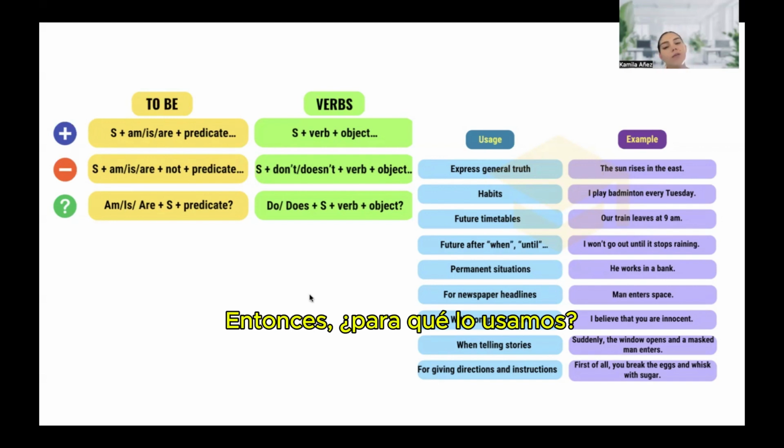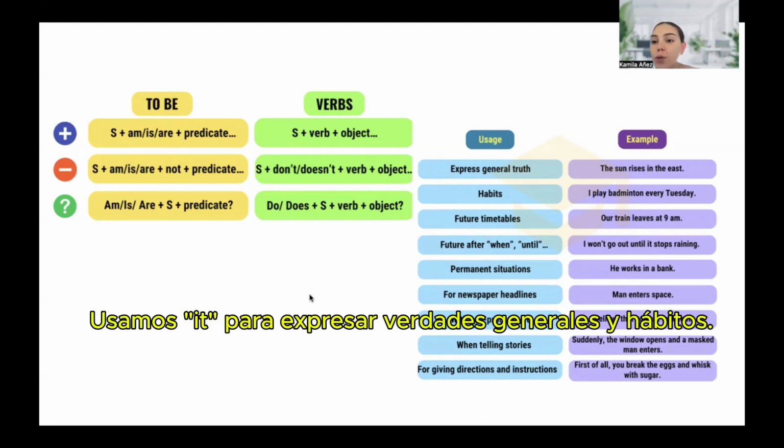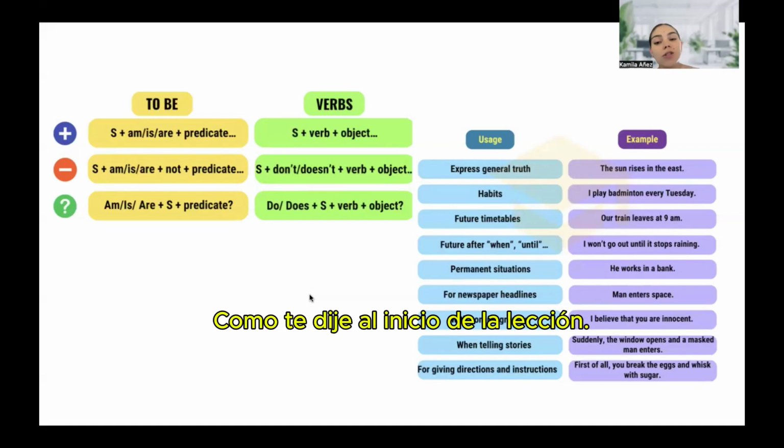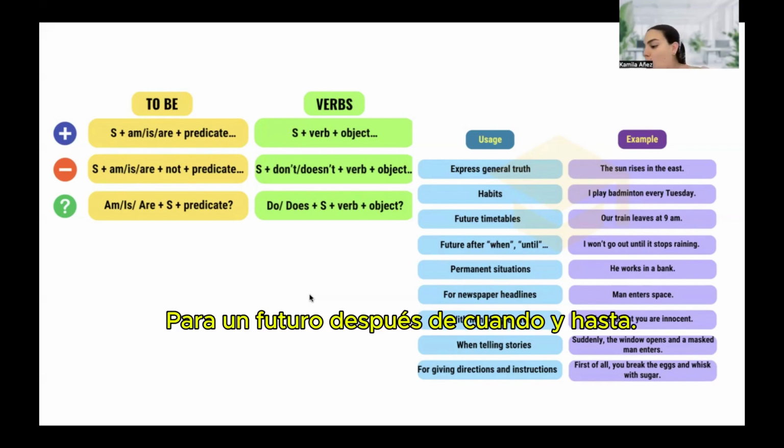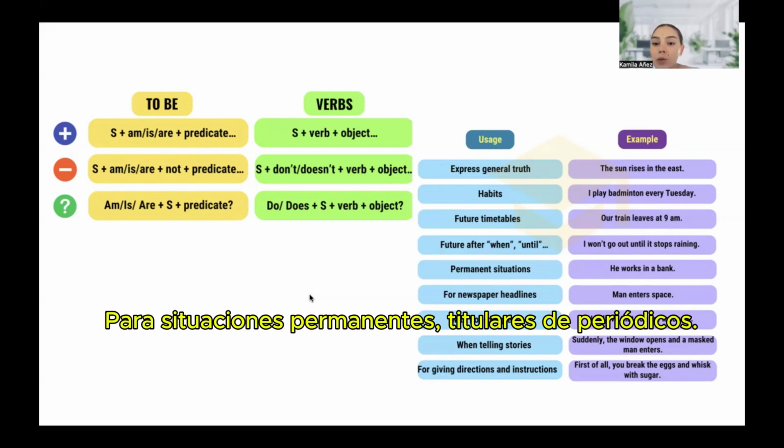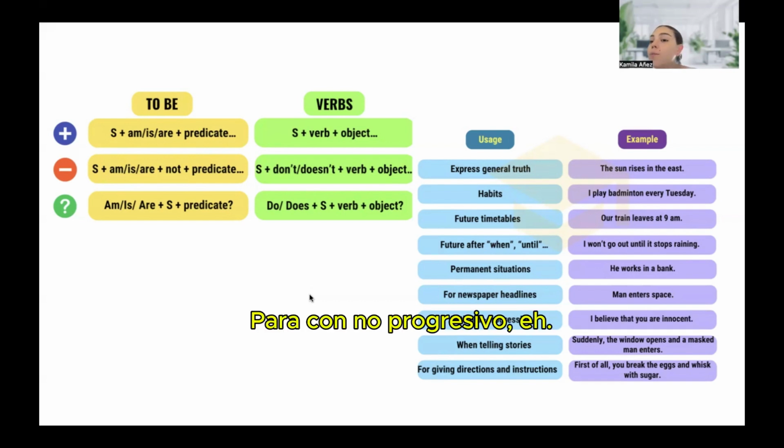So what do we use it for? We use it to express, well, to be, present simple as to be. We use it to express general truth, for habits, as I told you at the beginning of the lesson, for future timetables, for future after when and until, for permanent situations, for newspaper headlines, with non-progressive verbs, whenever we're telling stories, and for giving directions and instructions.